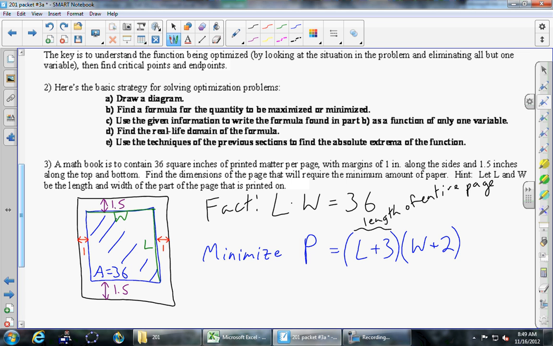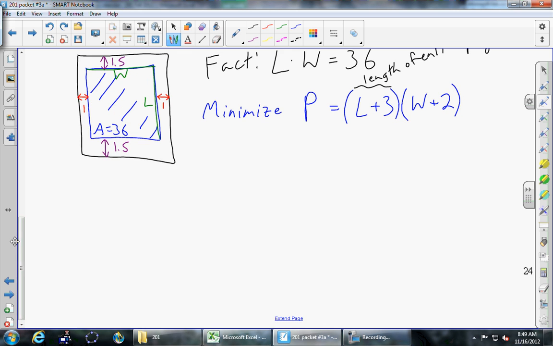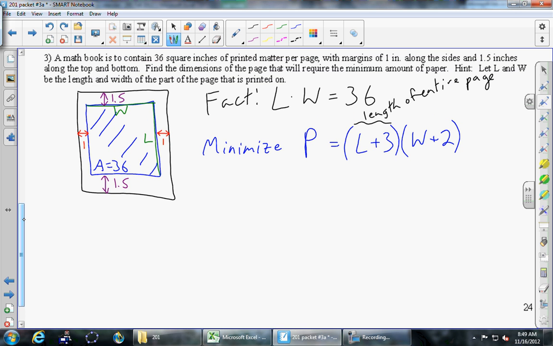We are not allowed to have L's and W's over there. We can only have one letter. Okay, so the way we're going to get rid of one letter is by this black equation. L times W is 36.